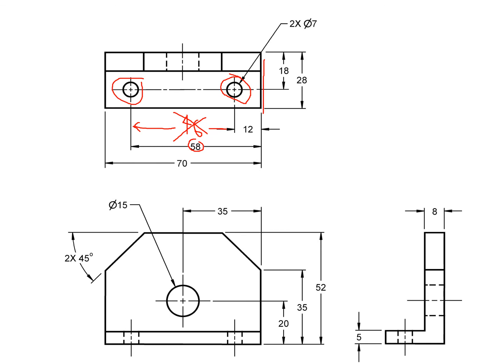And we have 2 holes, so the 2x tells us that there's 2 holes, space, and a diameter of 7 for each one. End of slide.